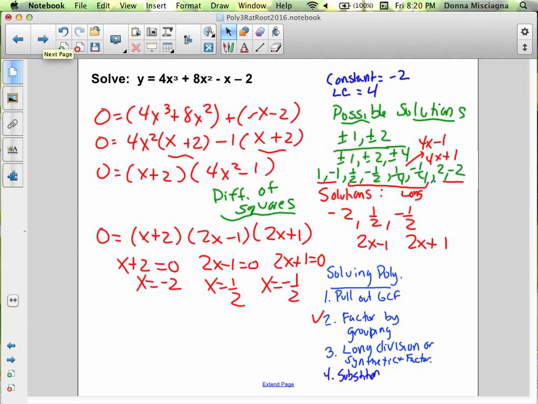All right, and this is a nice one to show you. If 1/2 is the solution, 2x minus 1 really is the factor. If -1/2 is the solution, 2x plus 1 is really the factor. So this was a nice, easy one, and we're done.